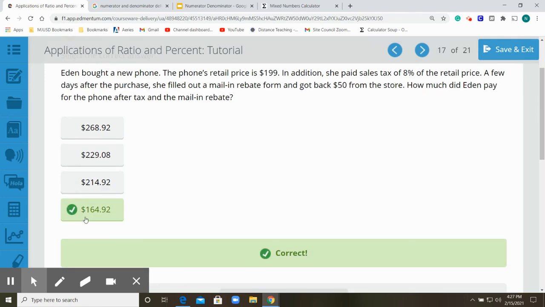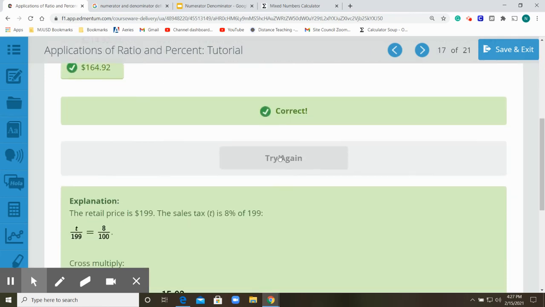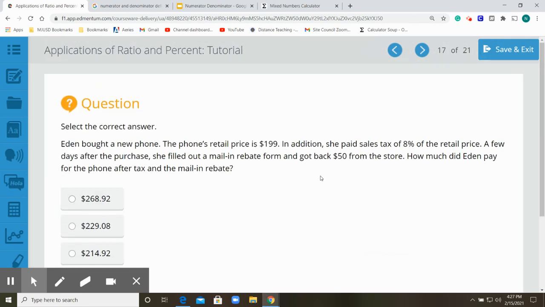Again, I need a piece of paper to work this out.